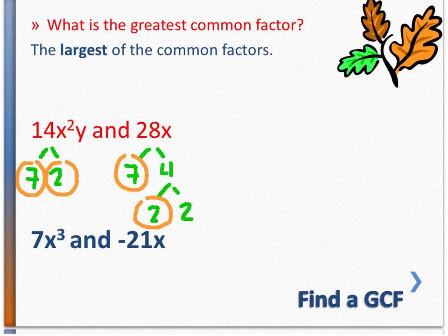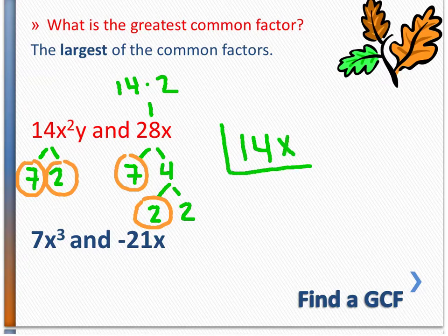Well, since they both have a 7 times a 2 in common, they actually both share a factor of 14, because I could have broken down 28 into 14 times 2. All right? So that means my greatest common factor is going to be 14. And then they both share an x. X squared and x. What's the biggest x value that will go into both? Well, that's going to be just x. So the GCF there is going to be 14x.